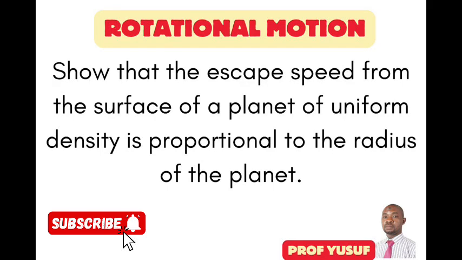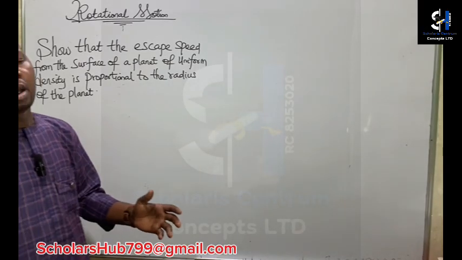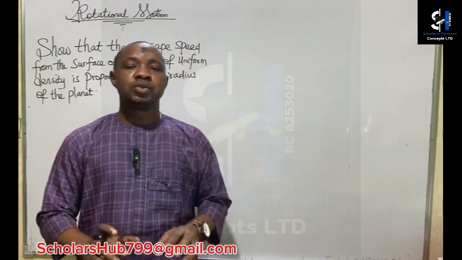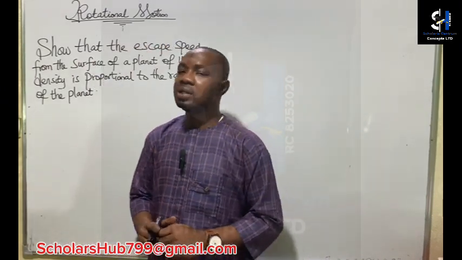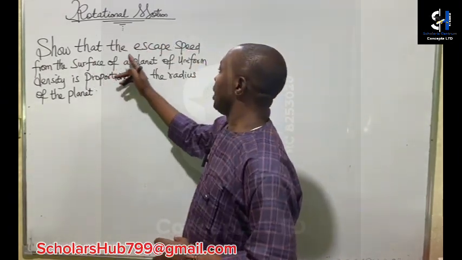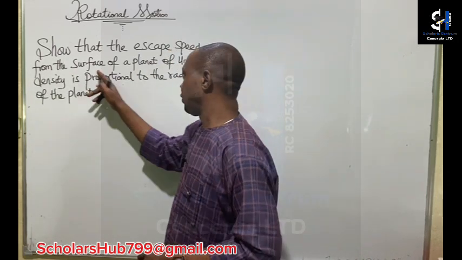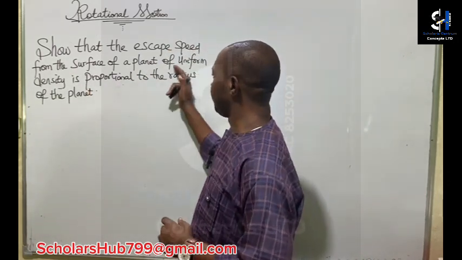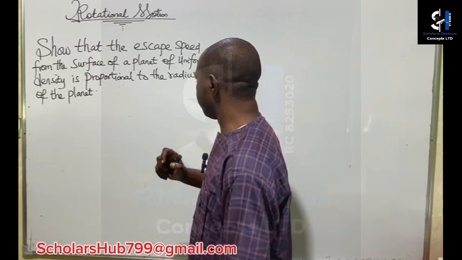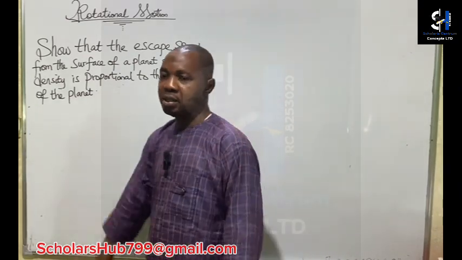Hello, everyone. In today's segment, we'll be learning how to show that the escape speed from the surface of a planet of uniform density is proportional to the radius of the planet.